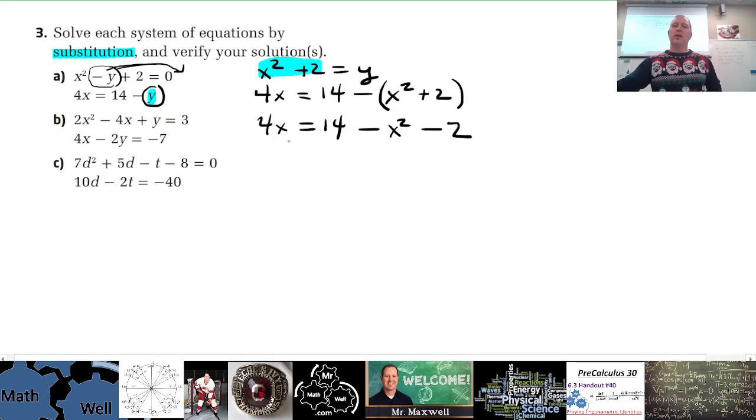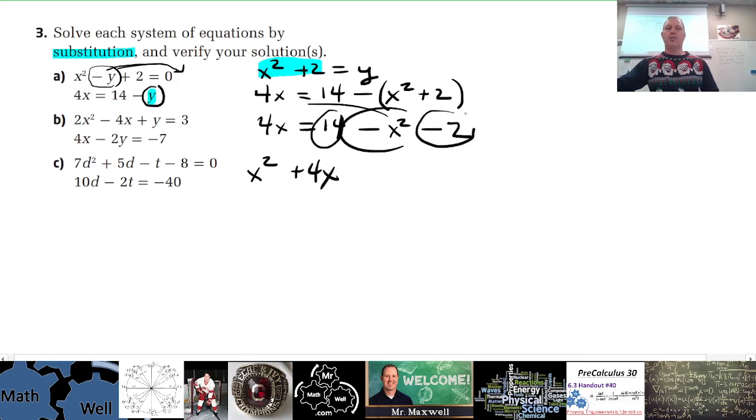All right, so here I just have one variable. That's great. It's going to be quadratic. No problem. You know how to deal with that. Let's take everything over to the left, actually. So I have positive x squared on the other side. I have plus 4x there. I have 14 minus 2 is 12 on this side, so I'm going to do minus 12 over here. Okay? So 14 minus 2 is a positive 12 on the right. It's going to be a negative 12 on the other side there.